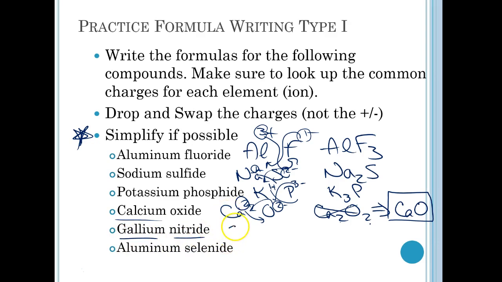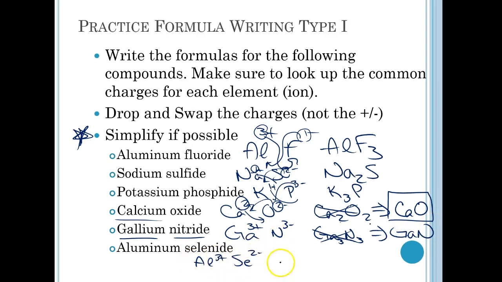Gallium nitride is Ga, +3, nitrogen, -3. Again, drop and swap. You get Ga3N3. And again, if you can simplify, simplify. Okay, last one is Al, 3 plus, Se, 2 minus. Drop and swap the numbers. Al2Se3. And you're done. So these aren't too bad. Okay, you have to remember the drop and swap, and you have to remember to simplify. It's not too bad. Don't take the positives and the negatives with it. It's not too hard.